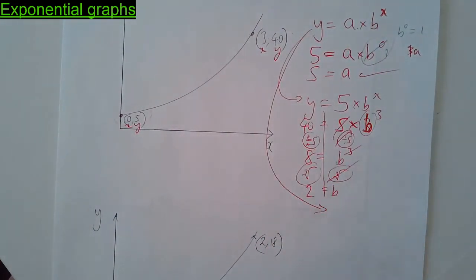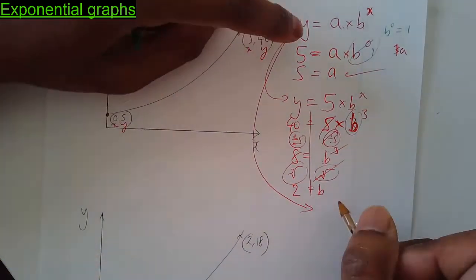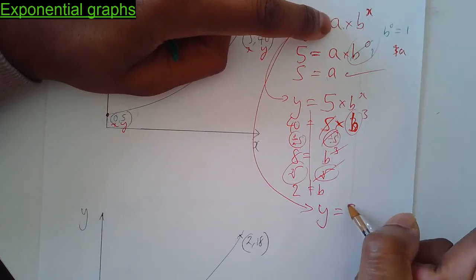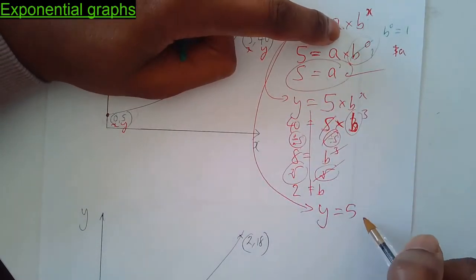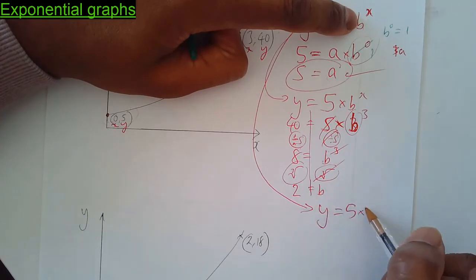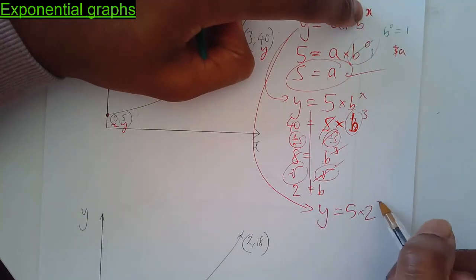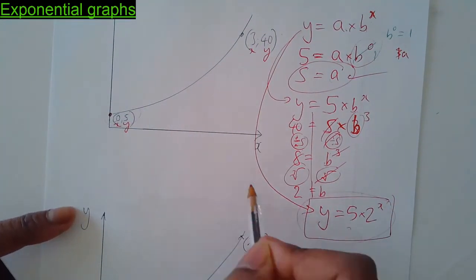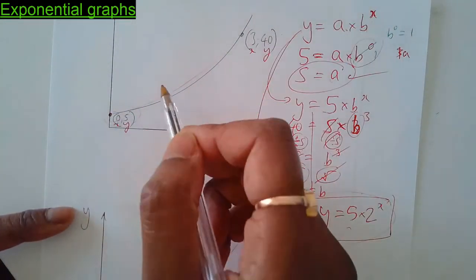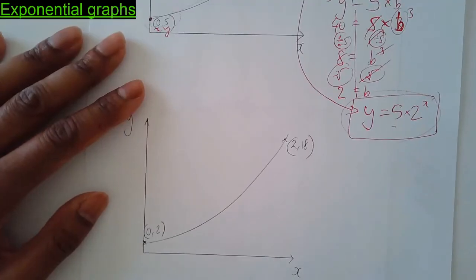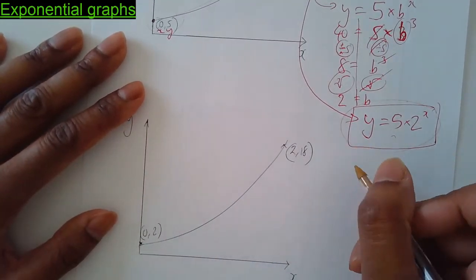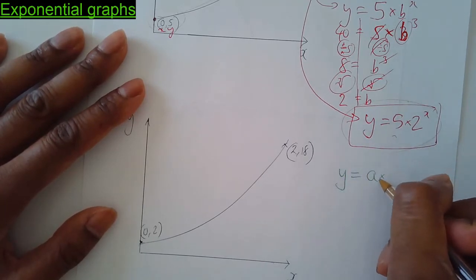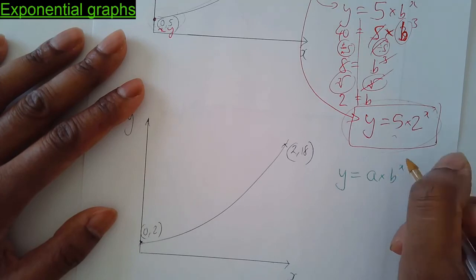We now know our formula. The equation is y is equal to a, which is 5, times b, which we just worked out as 2, to the power of x. That represents this exponential graph. I'll do one more, very similar one. All exponential equations have this form, but we need to find the values of a and b to get the equation.